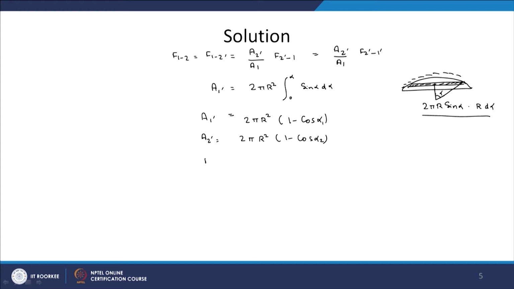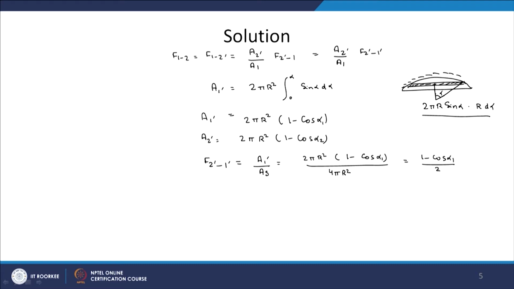Now, we define the view factor F2' to 1' as equal to A1' upon the surface area As. So, this is going to be 2 pi r square (1 minus cos alpha 1), and then the surface of the sphere, 4 pi r square. So, this basically becomes equal to (1 minus cos alpha 1) divided by 2.